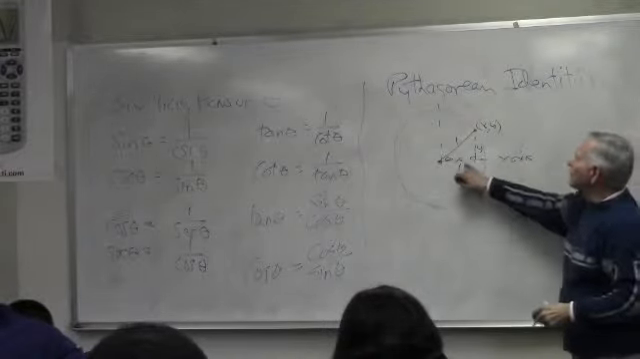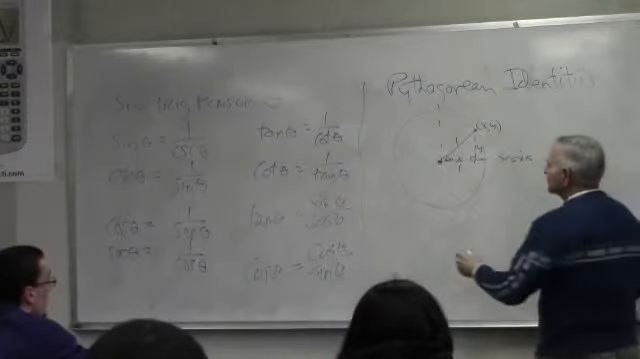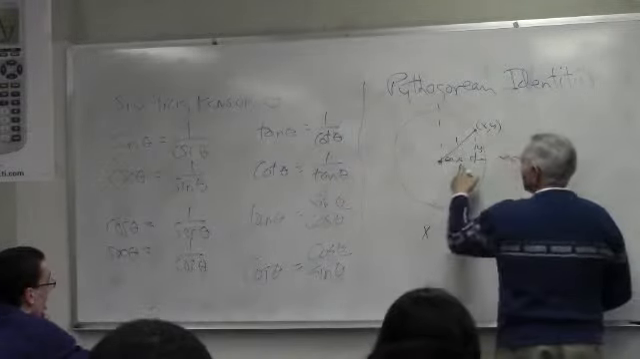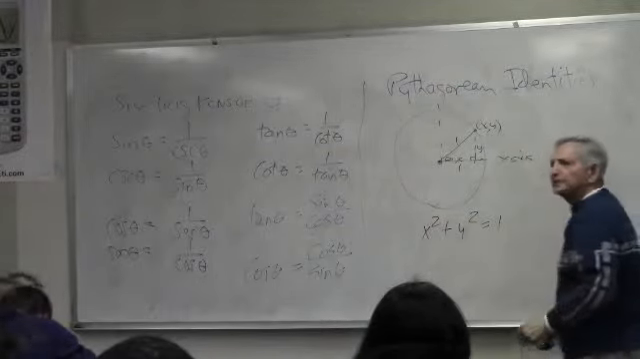What do I know from the Pythagorean theorem for this triangle? a squared plus b squared equals c squared. That's right. So what does this say? x squared plus y squared equals 1, right?